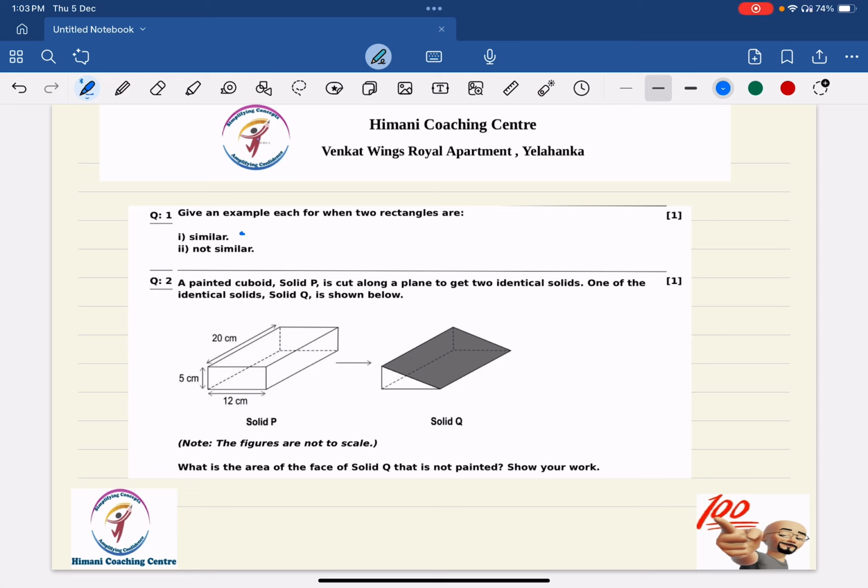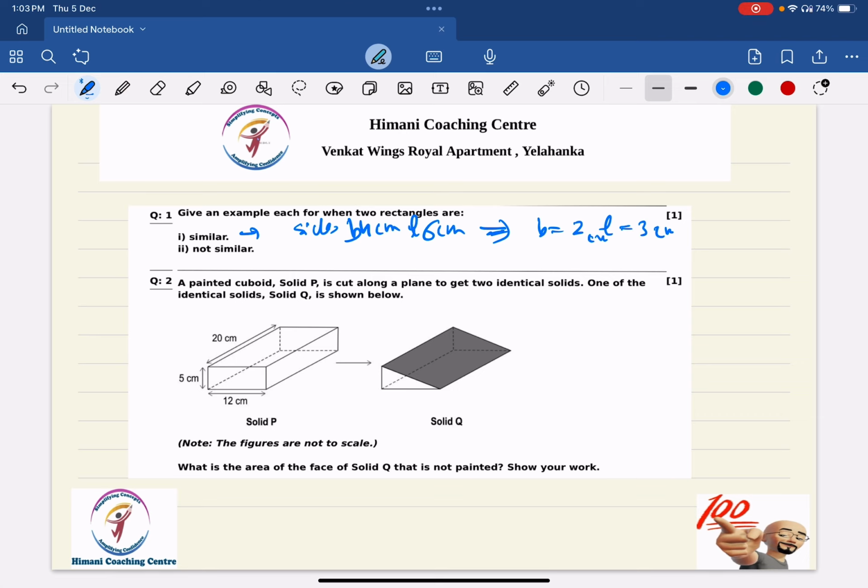So for similar, what will you do? You will say, okay, let there be a rectangle with sides 4 centimeter and 8 centimeter. Or maybe, you can make it 6 centimeter. Now the sides are in the same ratio. So for the second rectangle, let us say this is breadth and this is length. For the second we will say breadth is 2 and length is 3. So they would be now similar.